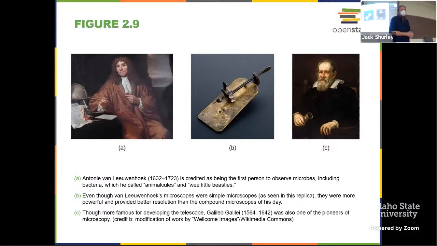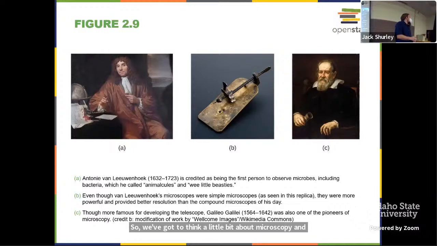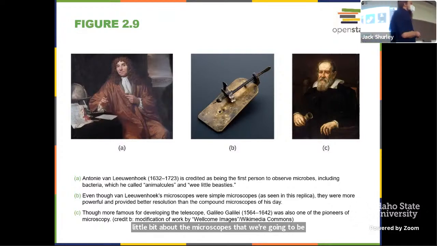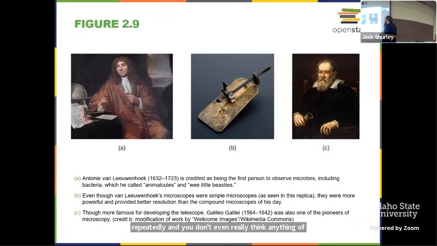So we've got to think a little bit about microscopy and back it up to get some historical perspectives to hopefully shed some light and really make you think a little bit about the microscopes that we're going to be working with in the first place. I feel like we take a lot of stuff for granted as we get in there and we're preparing a gram stain or something, looking at something under the microscope. It is something that you might be doing repeatedly and you don't even really think anything of it, all right? It depends, all right?